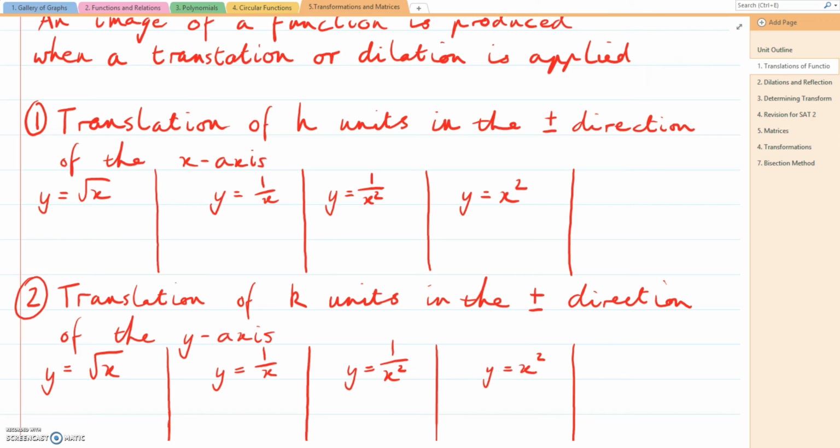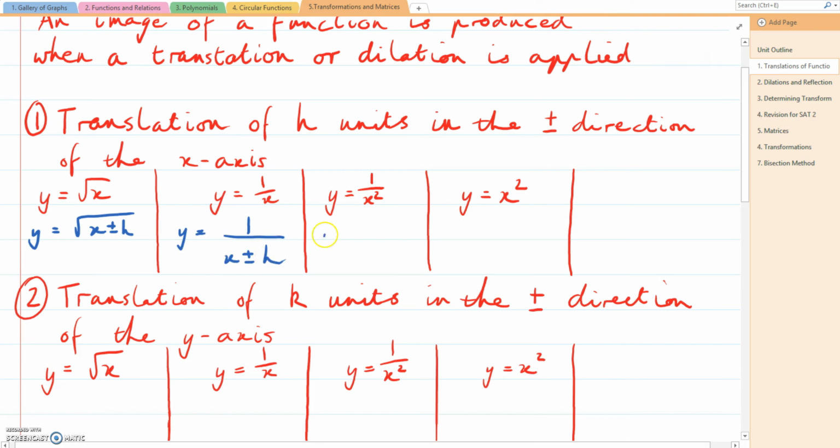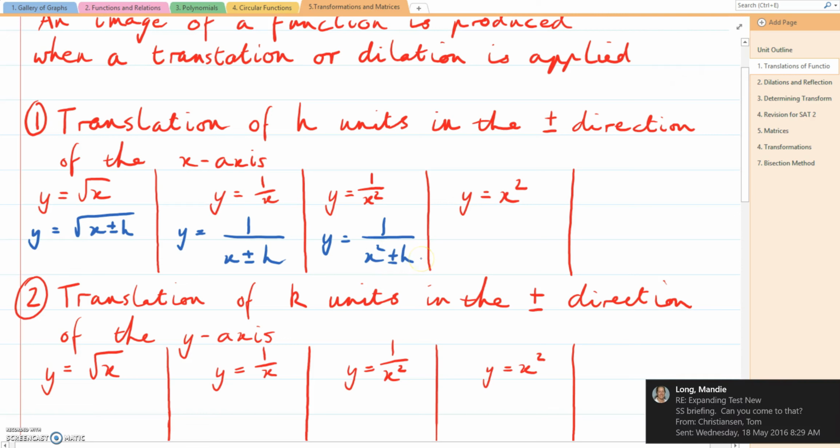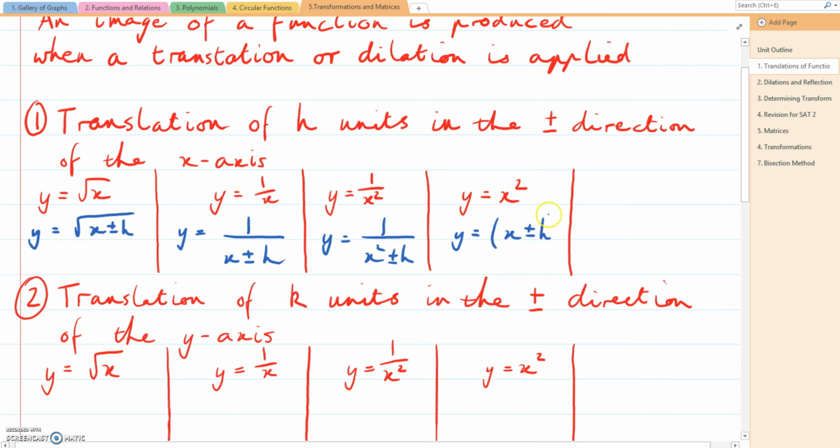Translation of h units in the positive or negative direction of the x-axis, which means shifts left to right. So in this case, it would look like this: y equals square root of x plus or minus h, y equals 1 over x plus or minus h, y equals 1 over x squared plus or minus h, and of course y equals x plus or minus h, all squared. Oh, I've made a little mistake there, sorry, that should be x plus or minus h squared. So that's a base that we can use for any of these different functions.